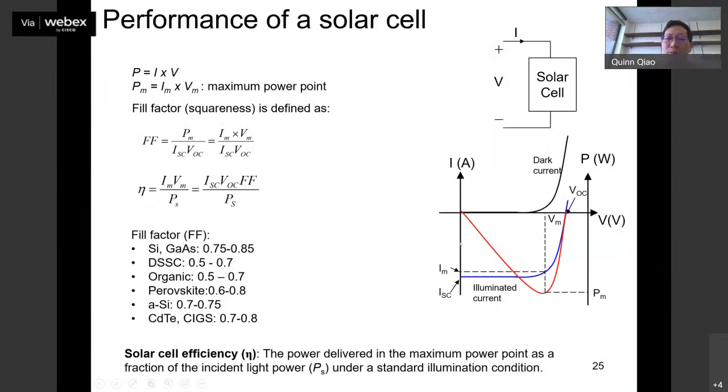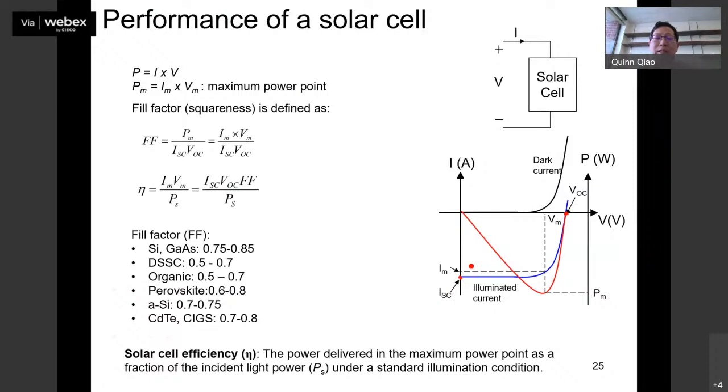Okay, now here, this VOC is when the current is zero. When the current is zero, that voltage is called VOC, open circuit voltage. Basically here, the load is open, okay? The ISC is here, or GSC or ISC, either is the same, okay?